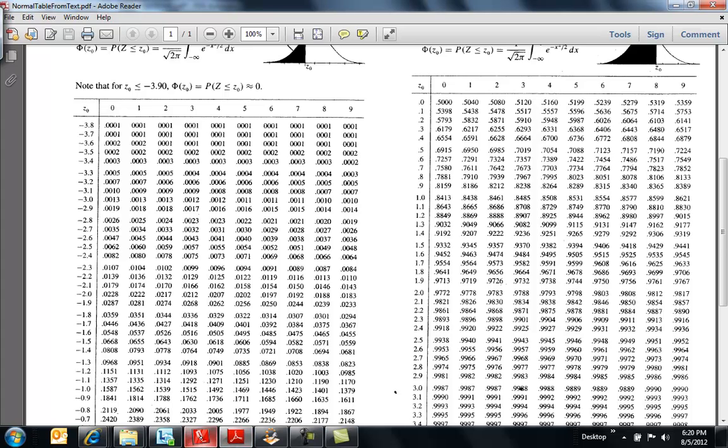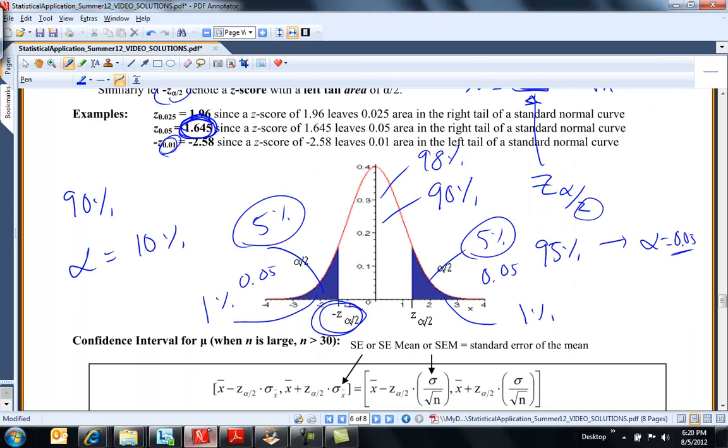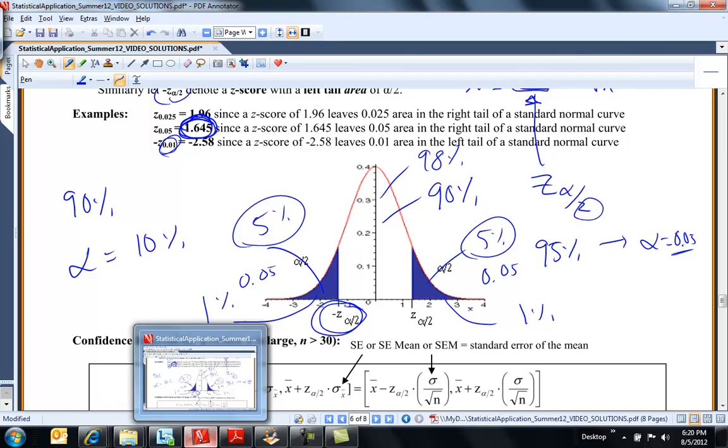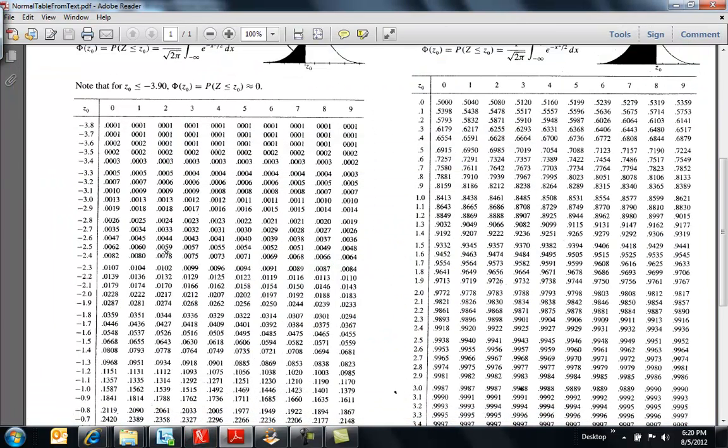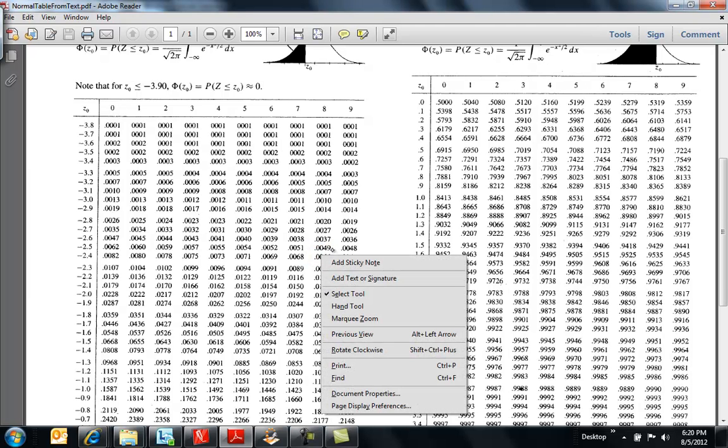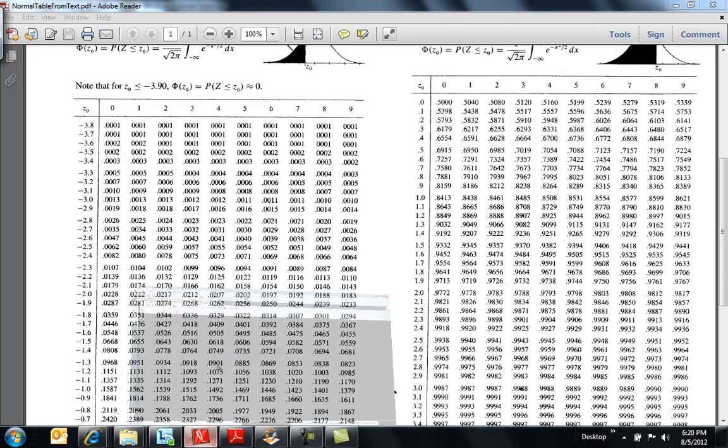Is that what I said on the slide? How did I say 2.58? Where's 2.58? 2.58 leaves 0.005 in each tail. Do I have something wrong on here? Let me see.